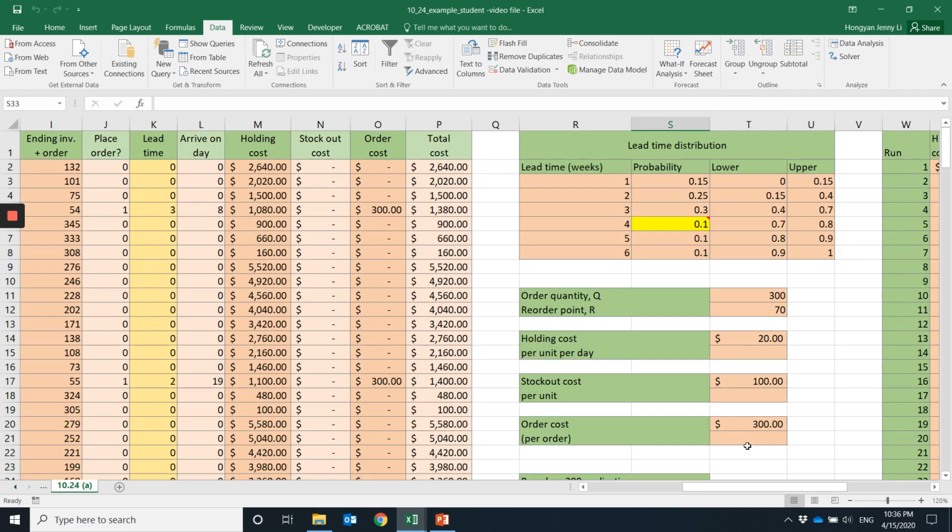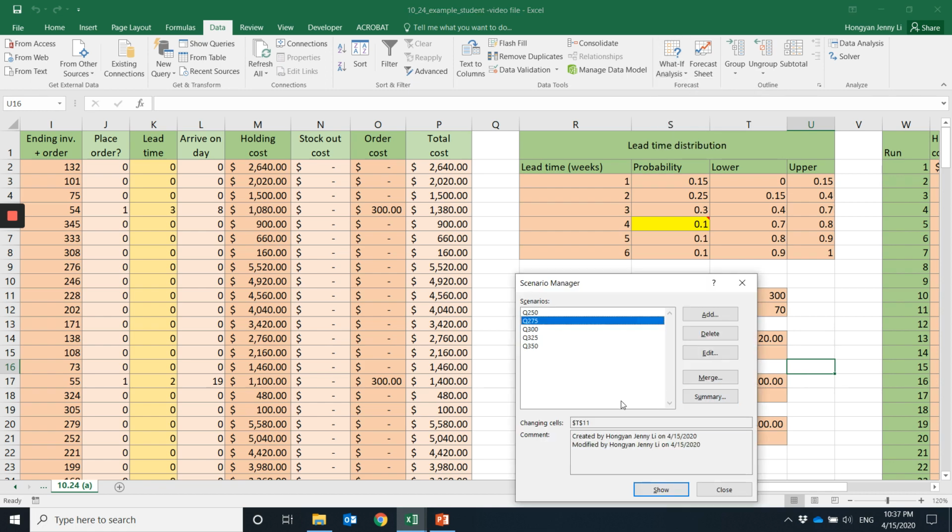However, now we only looked into one situation, for one specific order policy, which is 370. So in this case, we finished question A. Now if we continue with question B, the manager would like to evaluate the economics of ordering different order quantities each time. In this case, we can use scenario analysis to look into the different situations.